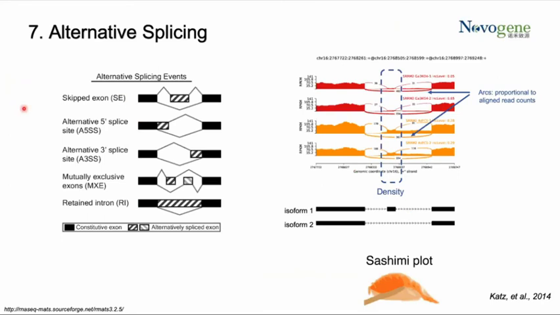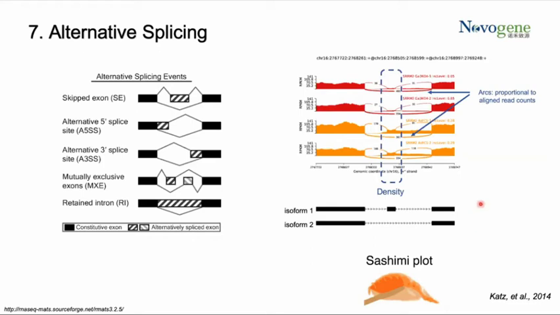In this way, the alternative splicing will introduce a lot of diversity of our transcripts. So maybe one gene can express tons of different transcripts, because there will be a lot of alternative splicing events occurring during the transcription. So here we listed 5 major events, such as the skipped exon or alternative 5' splice site. And to present the alternative splicing, we will use the sashimi plot.